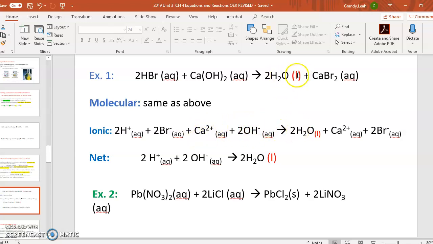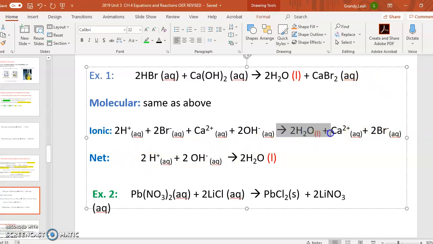Now, notice I have this highlighted in red. We do not split up pure liquids, only the aqueous compounds. So notice that the net is how we form the one that is not aqueous, and water comes from hydroxide and hydrogen. This net equation is looking at how this one got formed. Okay, and I'm going to leave you with this example here.